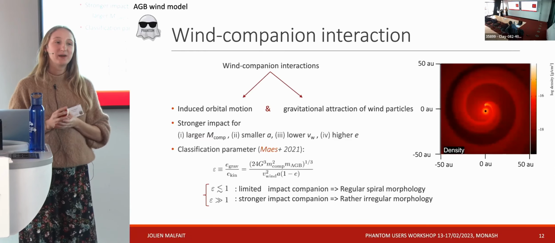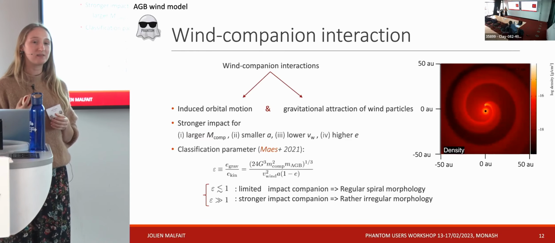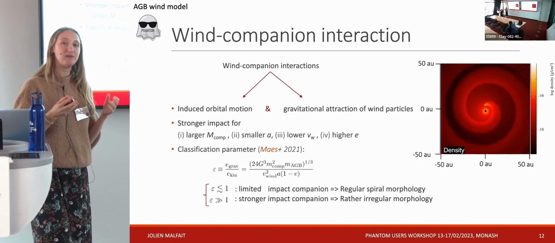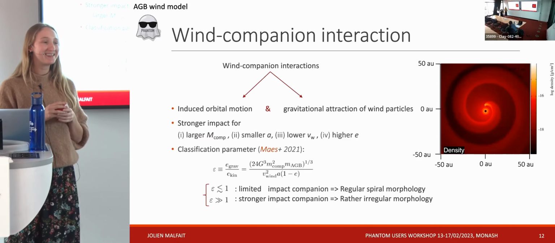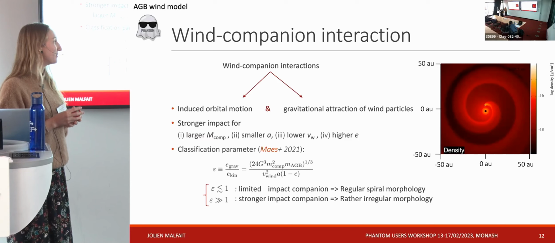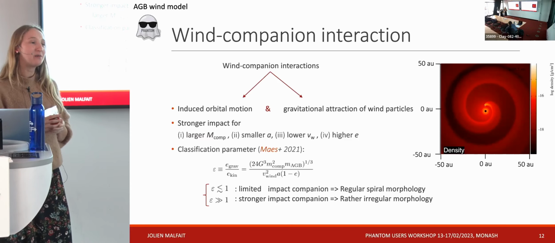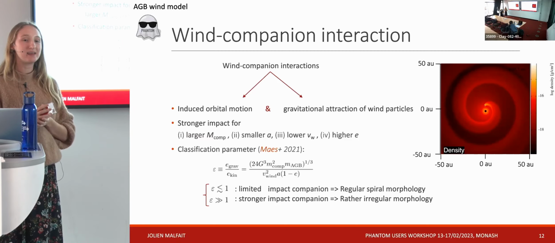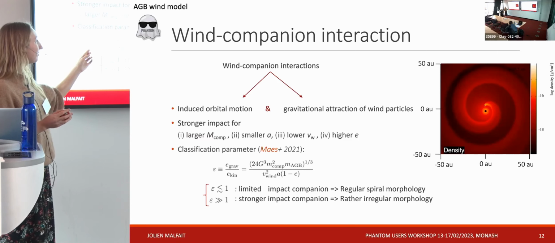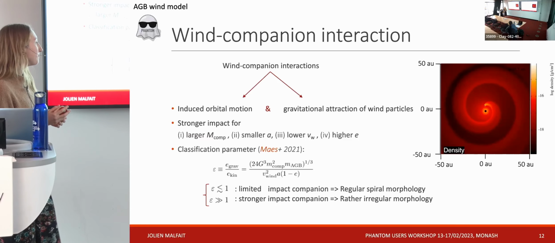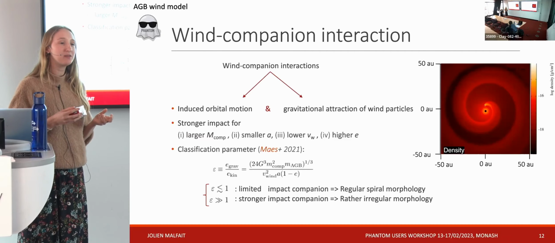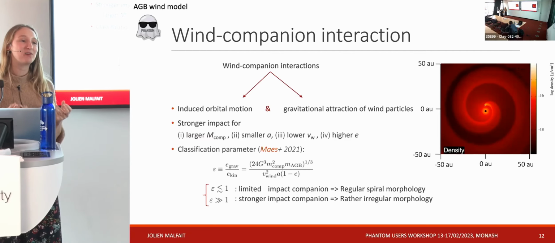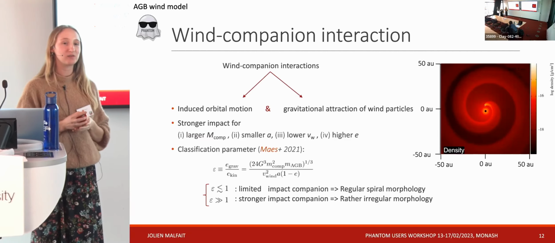So in general, the impact of the companion will be strongest if its mass is large, the orbital separation is small, the wind velocity of the AGB star is low, and the eccentricity is high; then we expect complex things to occur. These parameters are nicely combined in the following classification parameter that we studied in the paper by Maes et al. We found that if this epsilon, this classification parameter, is high, then the impact of the companion will be rather limited, whereas if it's low, then we expect that the impact of the companion will be very strong and we get complex structures in the winds.